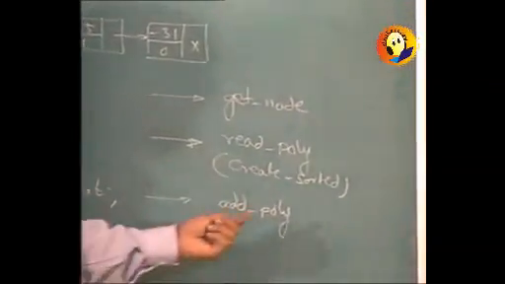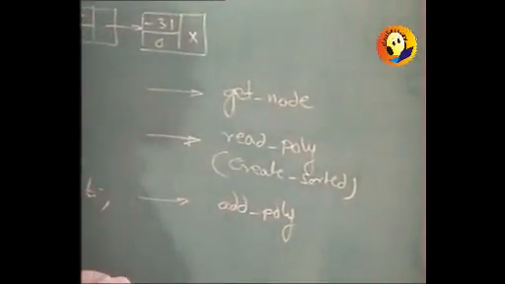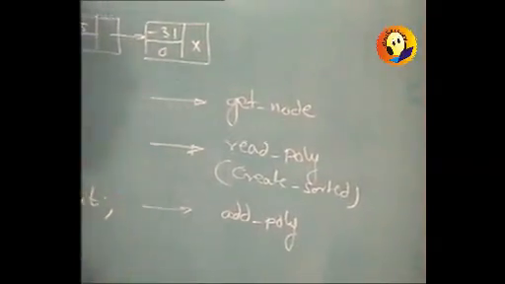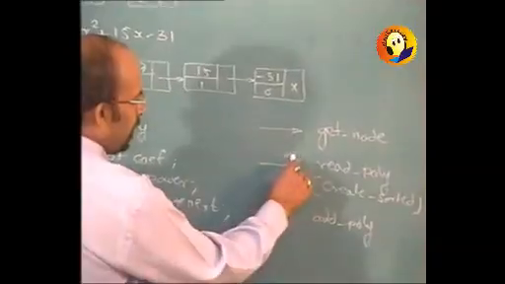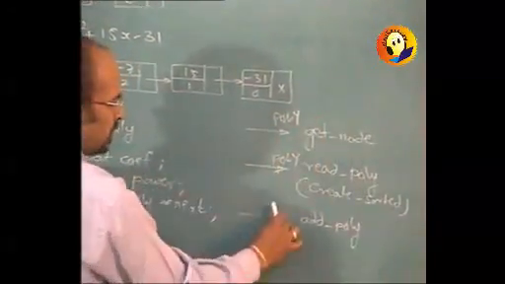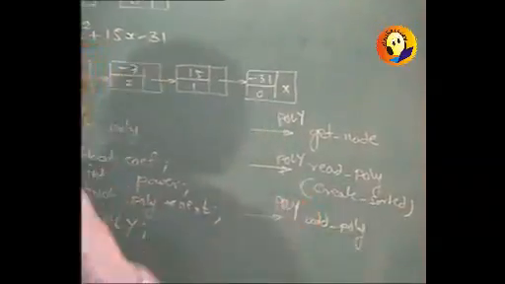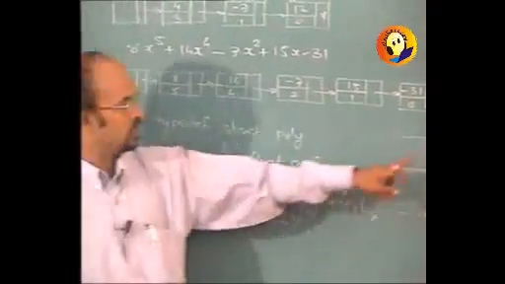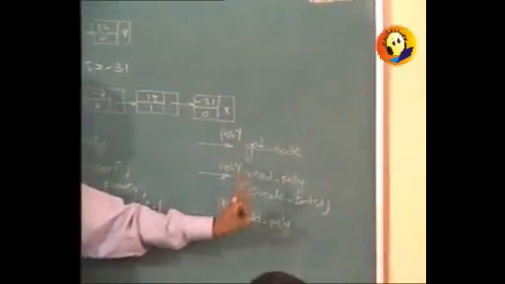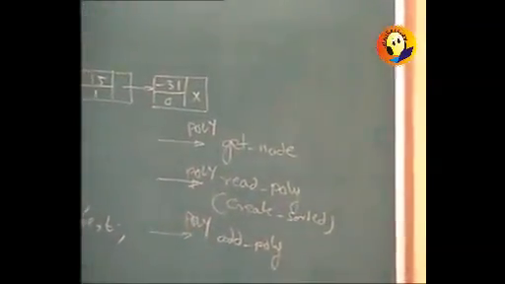where you will be passing the two headers. It will add the two polynomials and will generate a third list and return its header. This will also return poly. This is again a poly type function. All of them are returning pointers. This will return one node pointer. This will return the header node. This will also return the header of the resultant.